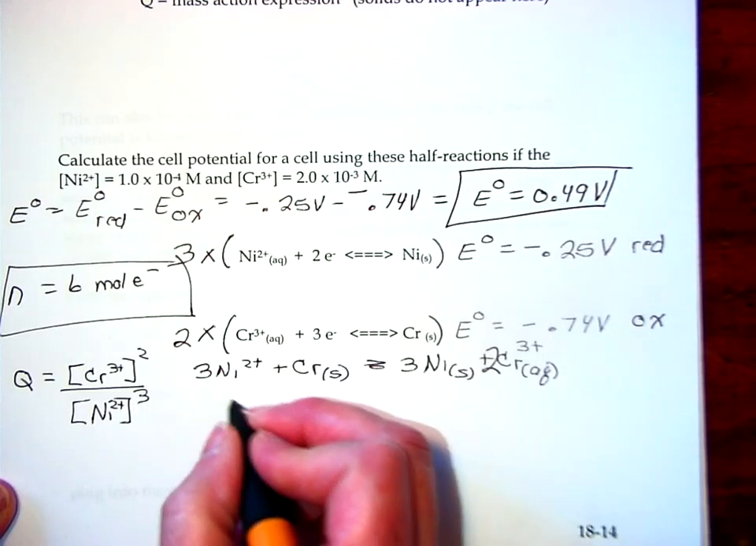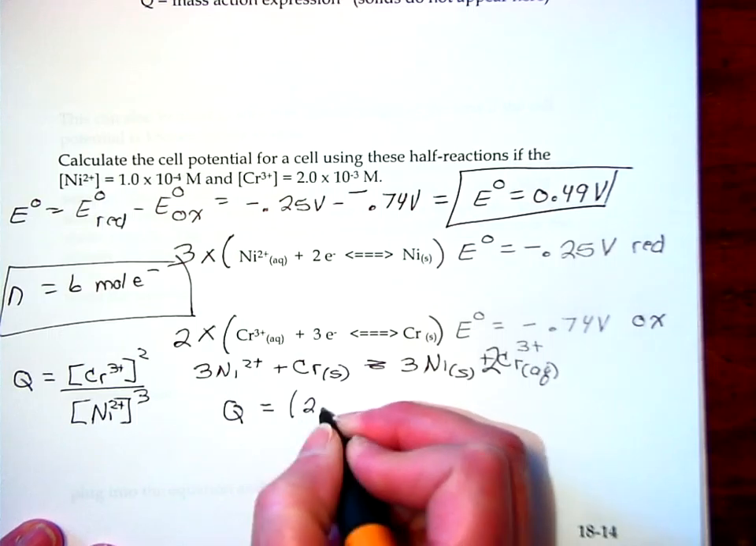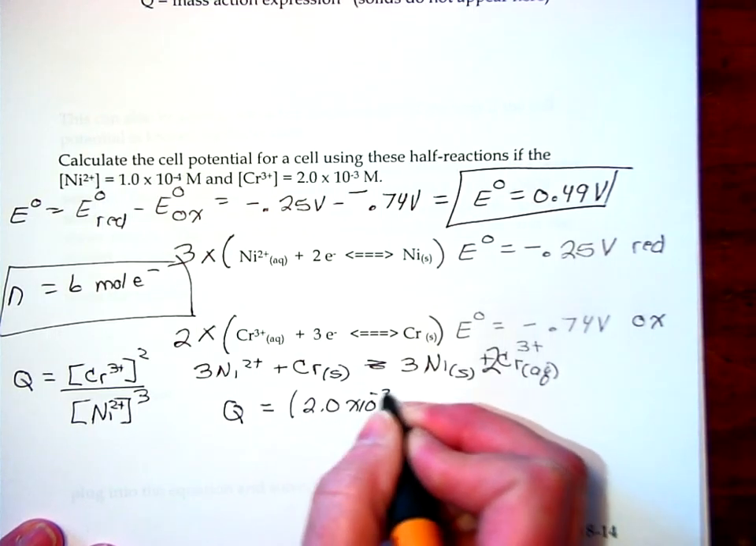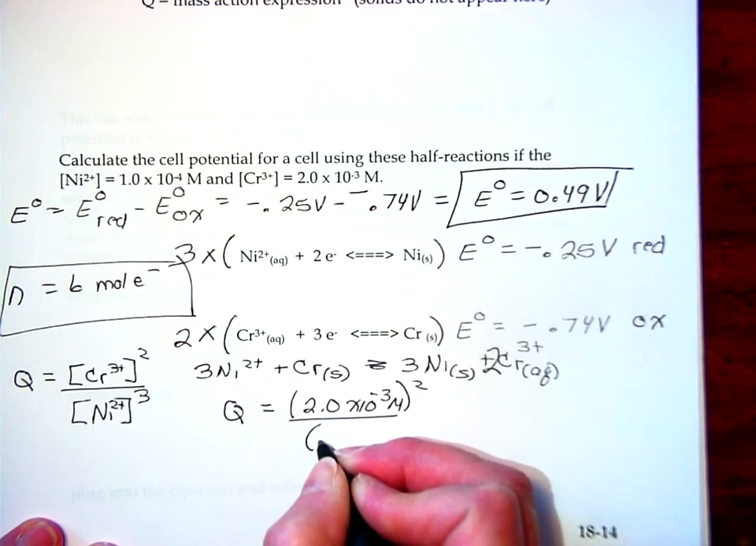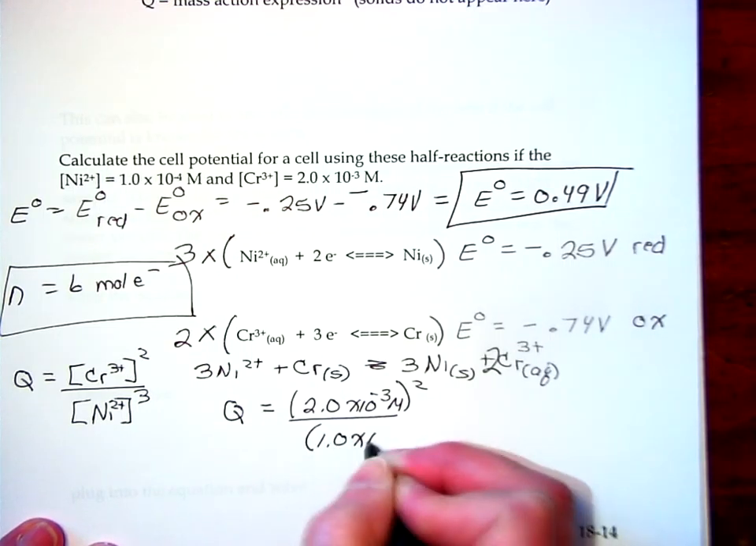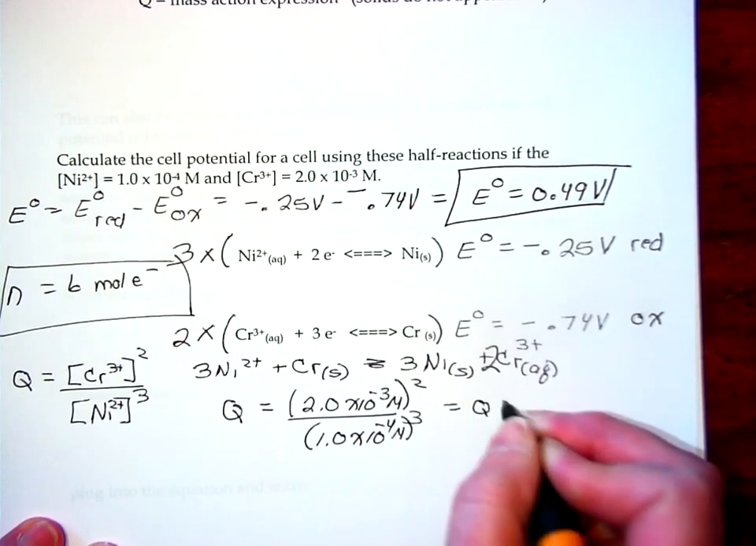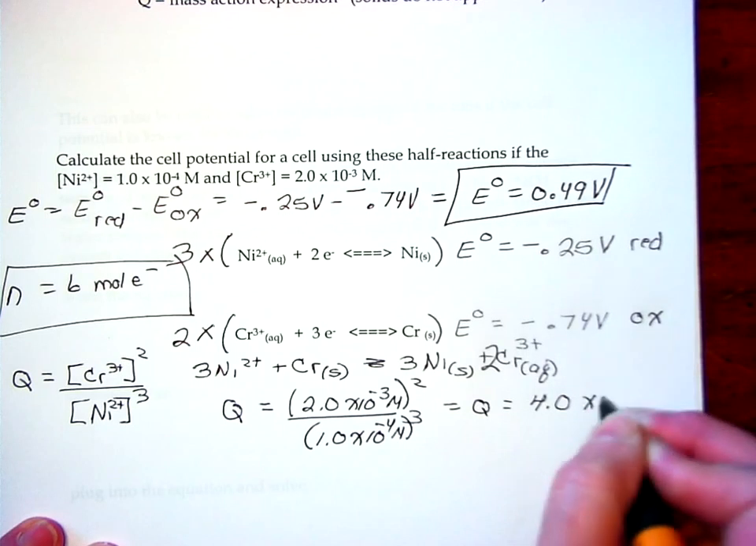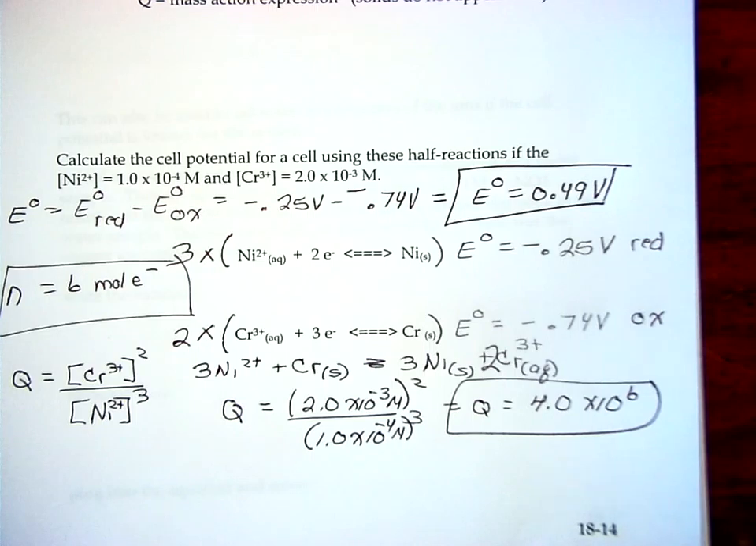So I can go ahead and calculate my Q. My Q is equal to the chromium ion concentration, 2.0 times 10 to the negative third molar squared, divided by the nickel concentration, which is 1.0 times 10 to the negative fourth molar cubed. So that gives me a Q value of 4.0 times 10 to the sixth. Now, if you think about that, that's really large. That means that this is definitely product favored, so this is going to go forward and make lots of product. It is a spontaneous reaction.